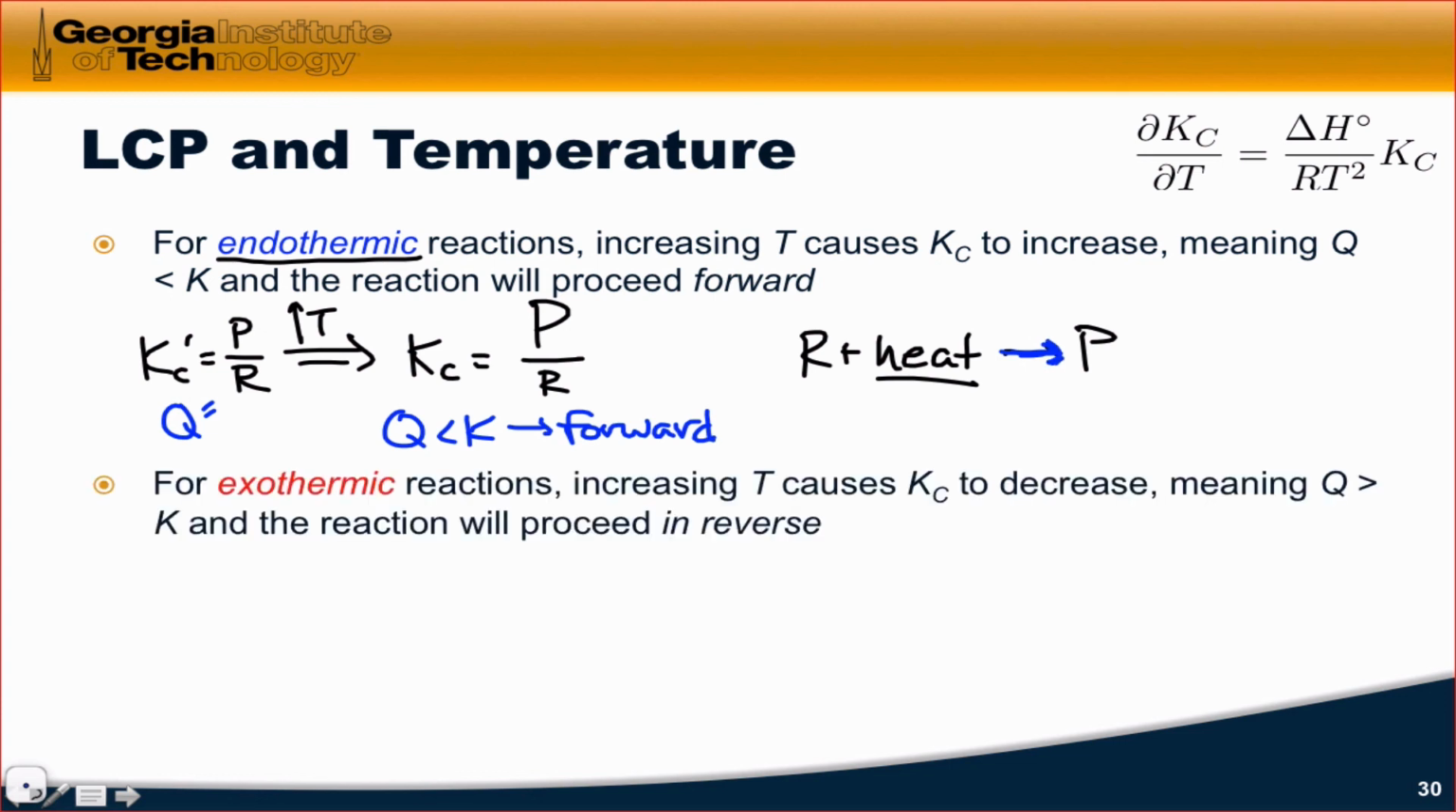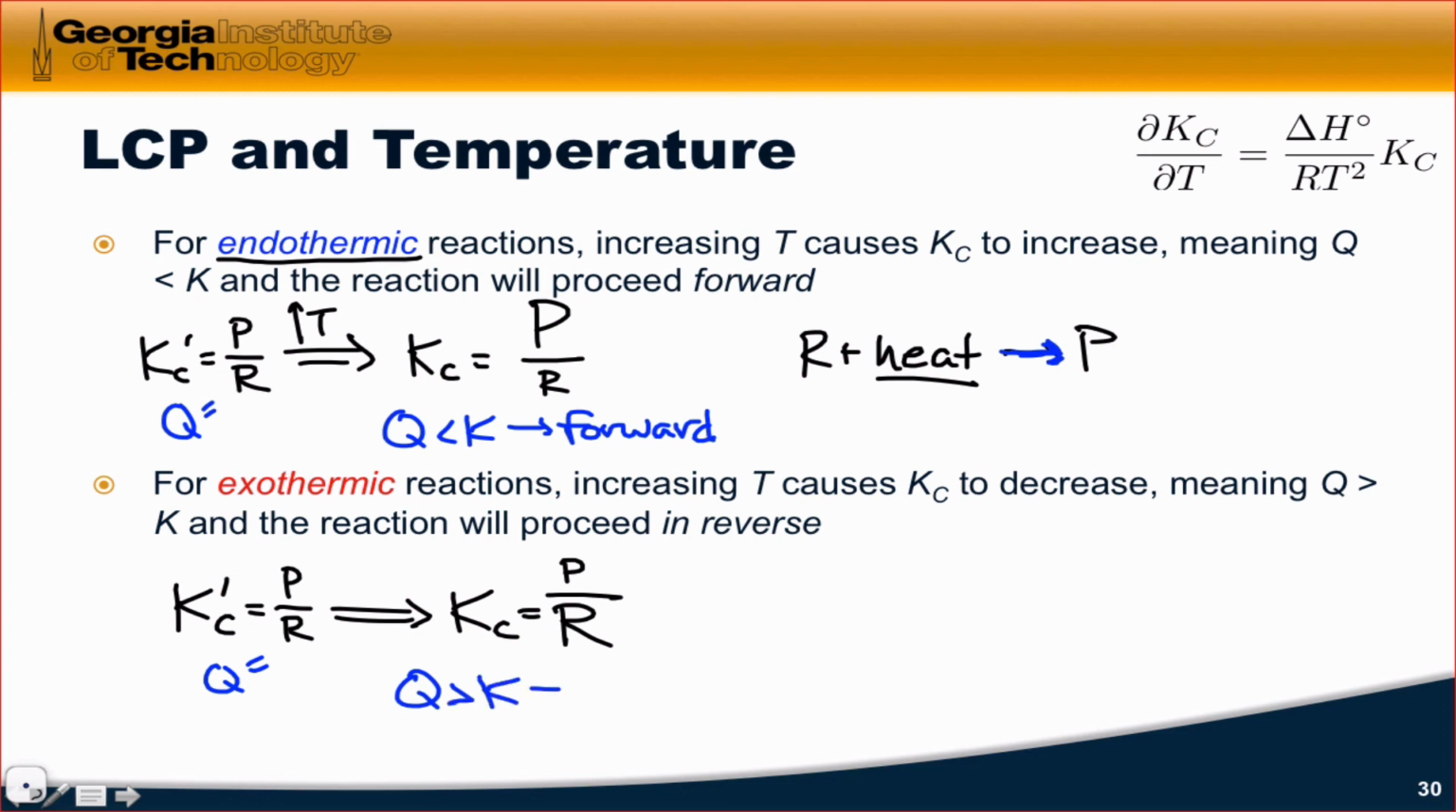For exothermic reactions, increasing T causes Kc to decrease. So let's think about this systematically, just like we did for the endothermic process. If we think of the original equilibrium constant as products over reactants, and we imagine our system in that equilibrium state initially, when we go to raise the temperature, the new Kc decreases relative to Kc prime, and so we're going to have a larger value of the denominator than we started with. This means that Q will be greater than K in this case, and the reaction will proceed in the reverse direction.